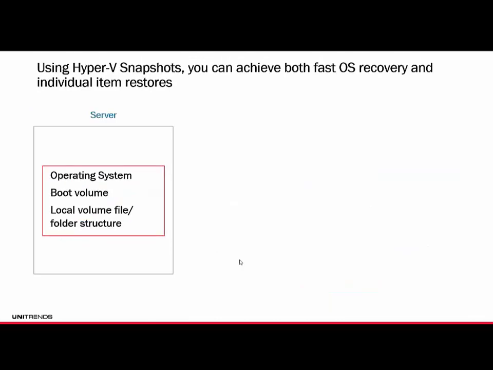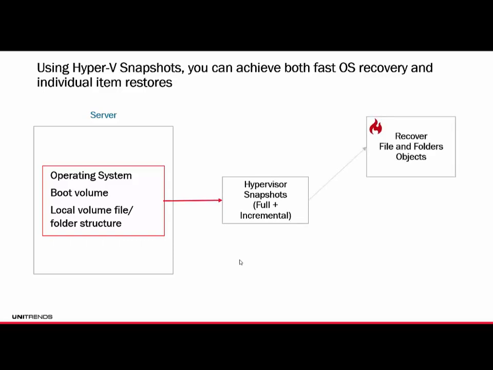Using Hyper-V snapshots, you can achieve both fast OS recovery and individual item restores. Some people have always shied away from virtual snapshots because they thought they couldn't bring back files or folders or applications. We can. From a hypervisor snapshot, from a full or an incremental, I can recover files and folders and objects, and I can recover the entire crashed server. We can mount that virtual snapshot off the appliance so you can copy out files and folders and objects.